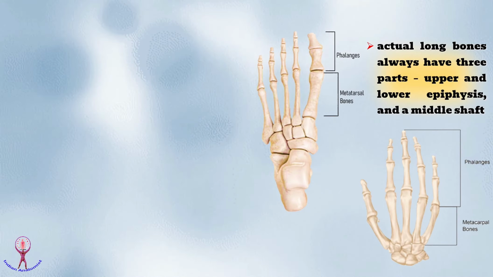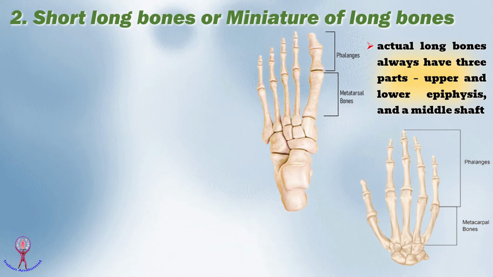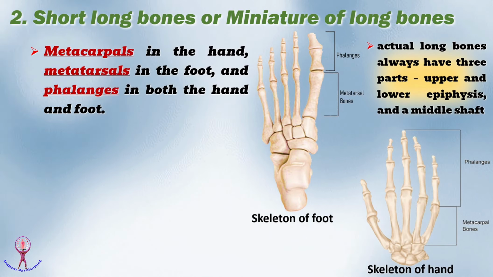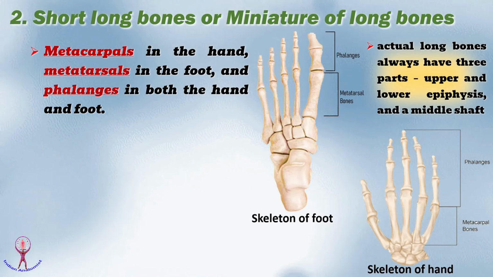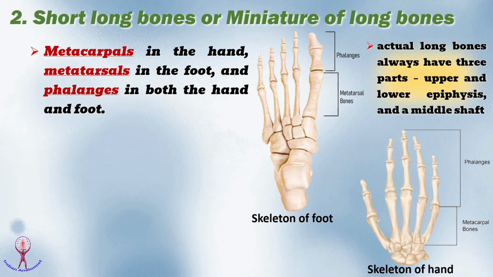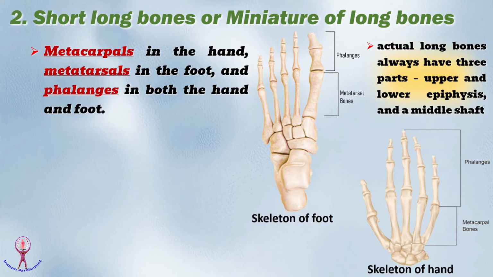Next are miniature or short long bones. Why are they referred to as short long bones? The metacarpals of the hand, metatarsals of the foot, and phalanges in both the hand and foot are some examples. These are regarded as long bones, but they are not true long bones.